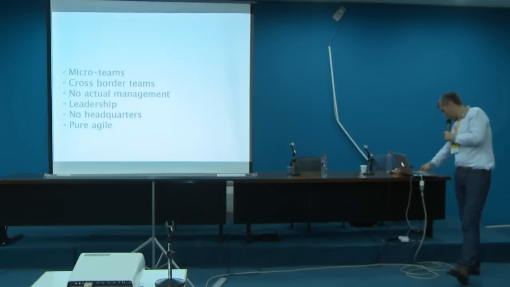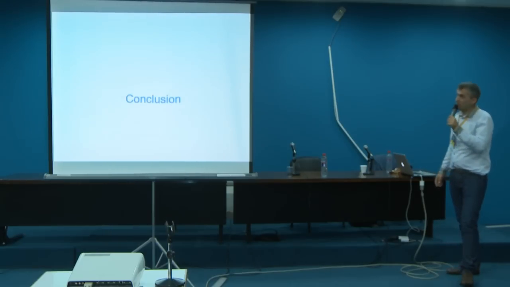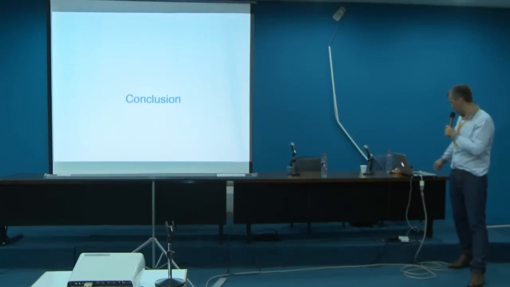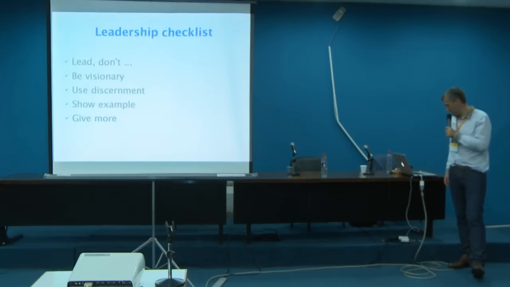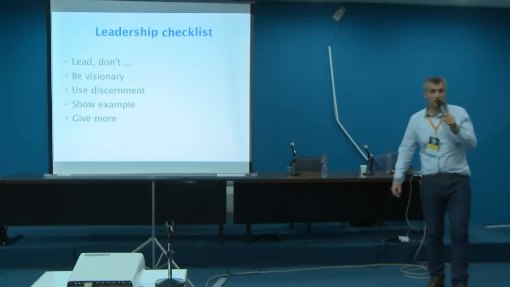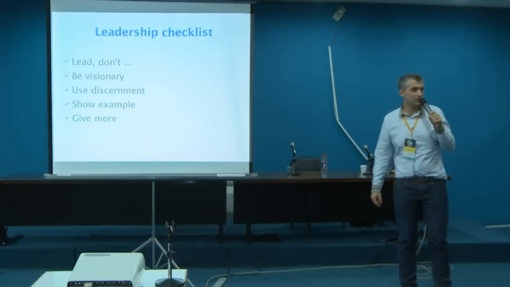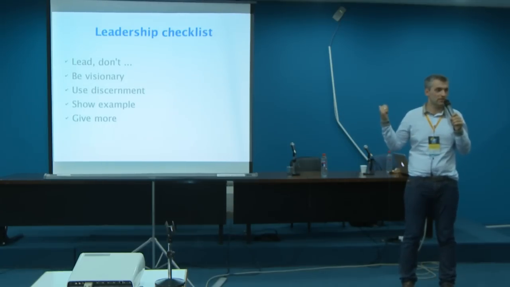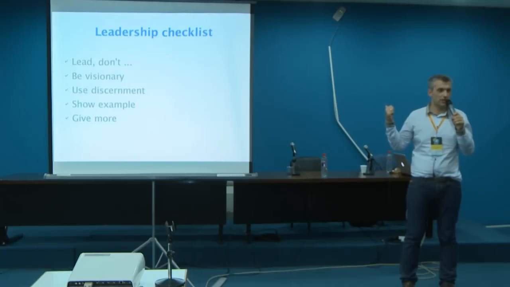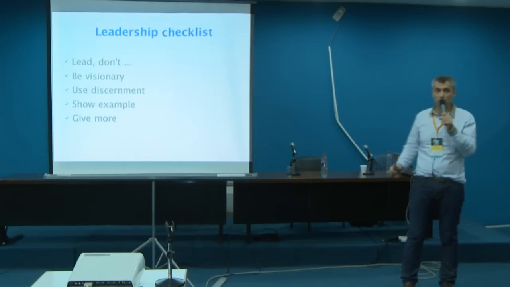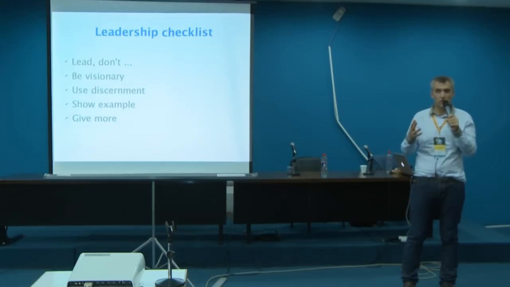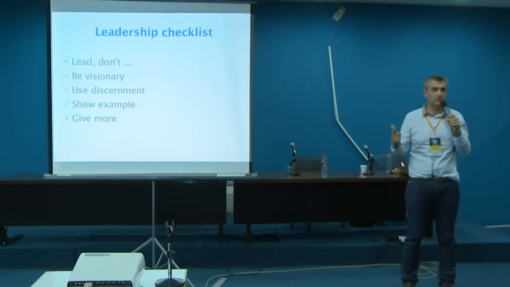Right, we are coming to the end of my presentation, so let's sum up what I've said. Leadership checklist. If you want to be a good leader, let's make a checklist of the things you need to do. First thing, lead, don't. And I'll answer on the next slide what you don't need to do. Be visionary. You have to be clear with your visions, so clear that you can convince your team that your visions are true. Use discernment. That's how you apply your visions.